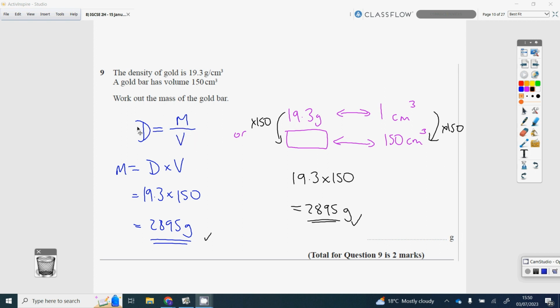So times both sides by V. So M equals D times V. D is 19.3, V is 150. Times them together, you get 2895 grams.